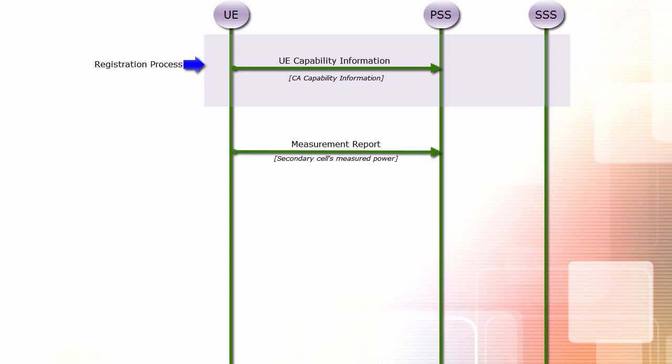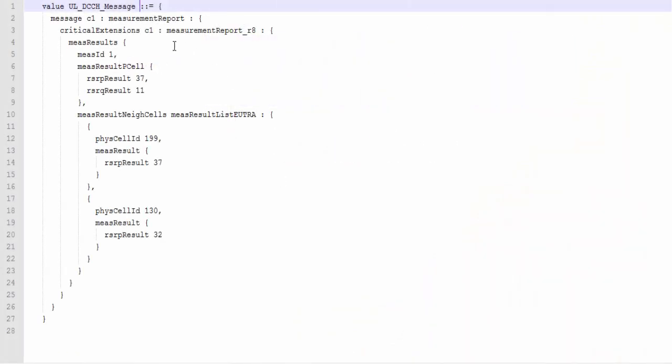Measurement report. You can see here in this measurement report, UE is sending measured RSRP for 2 neighboring cells. Based on this measurement report, network will decide to add cell 199 as secondary cell.